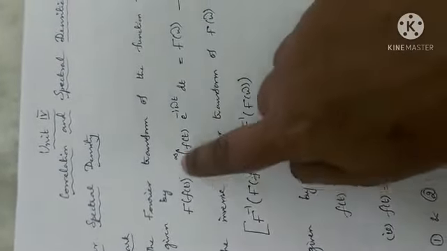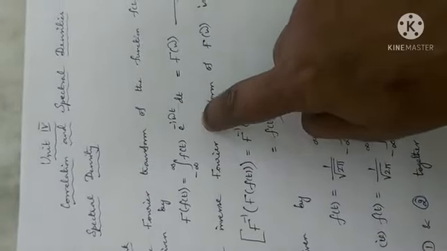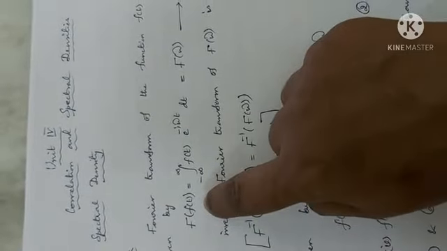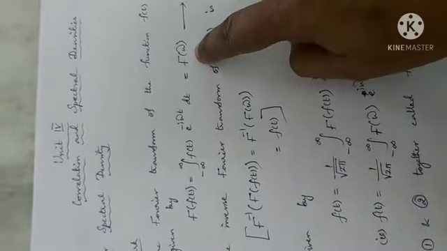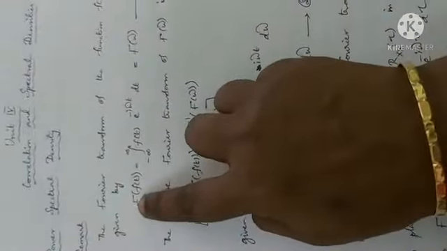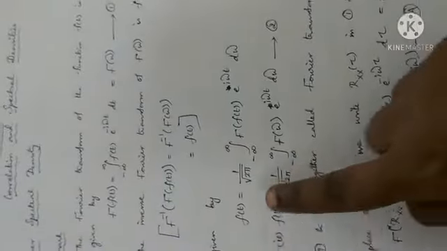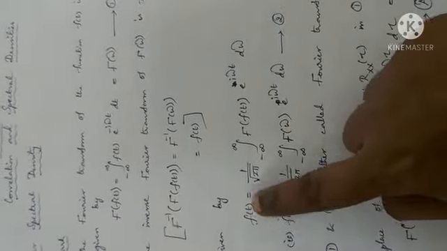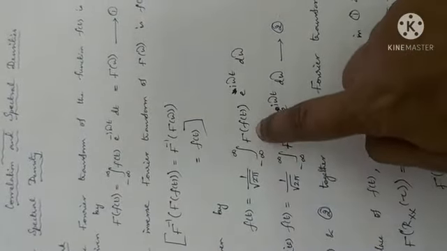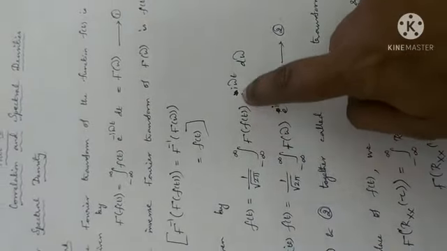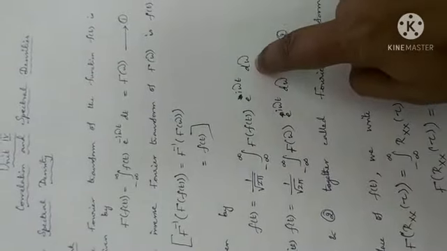The answer of this integration is a function of omega. Hence, we have another notation for the Fourier transform of f of t, which is F of omega. Now the inverse Fourier transform: if you take the inverse Fourier transform of F of omega, you get f of t. What is the inverse Fourier transform? f of t is 1 by root of 2 pi integral F of omega e power i omega t d omega.